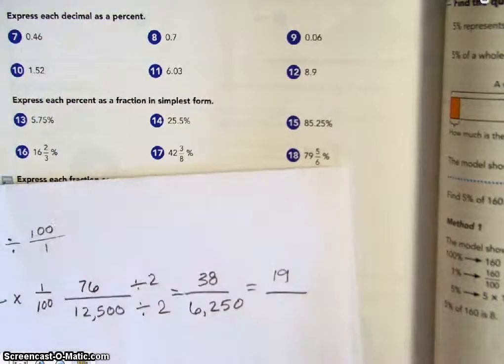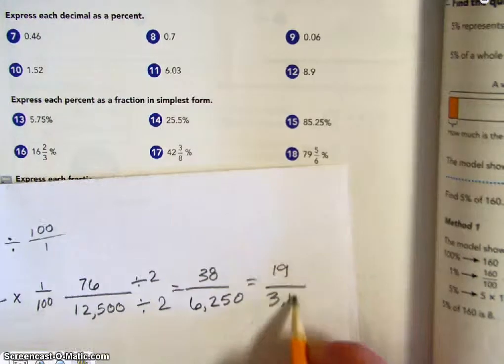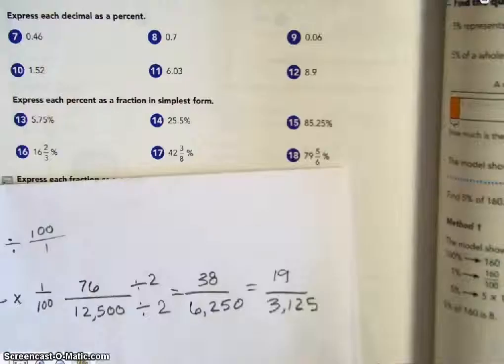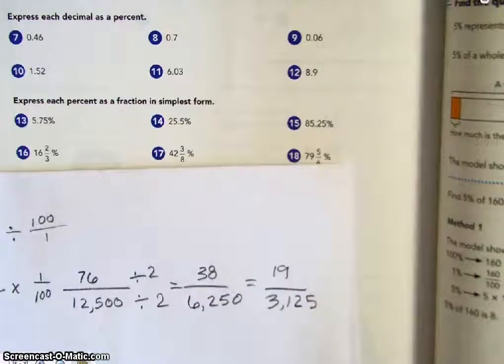And 6,250 divided by 2 is 3,125. So 19 over 3,125 for number 19.